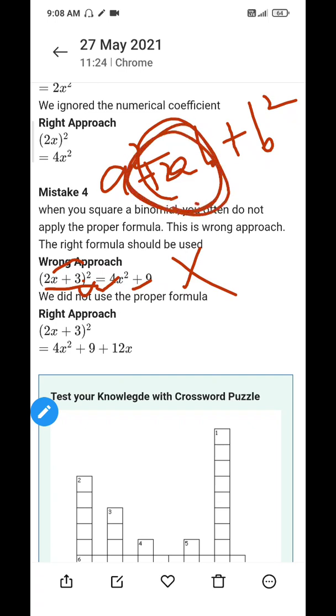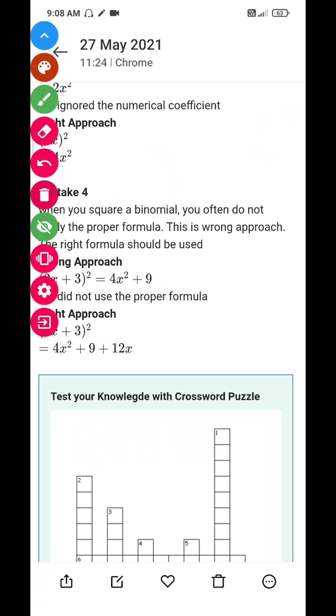So under the right approach, a squared, that is 4x squared, b squared, that is 9, and also there must be a 2ab, 2 into 2x into 3, that is 12x. So this is the correct approach.